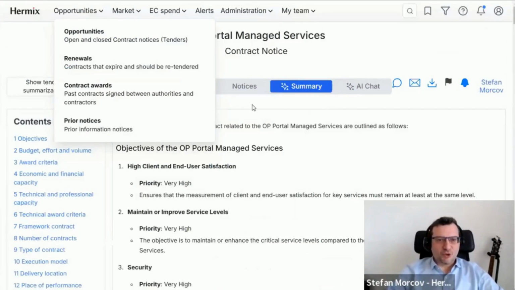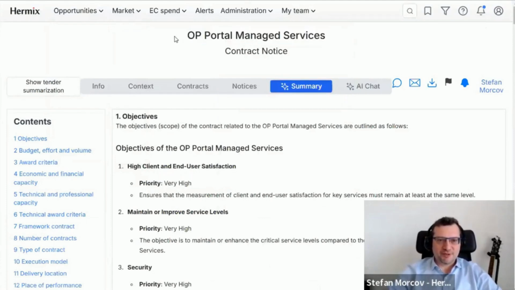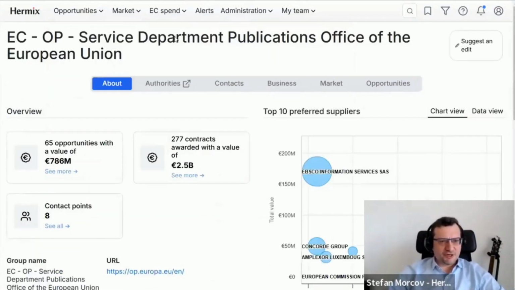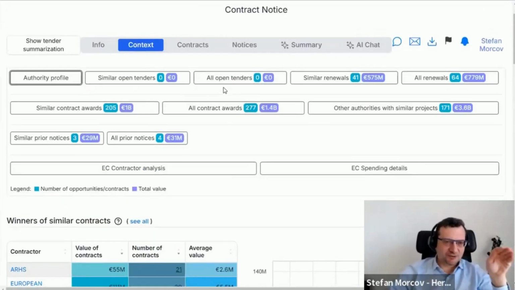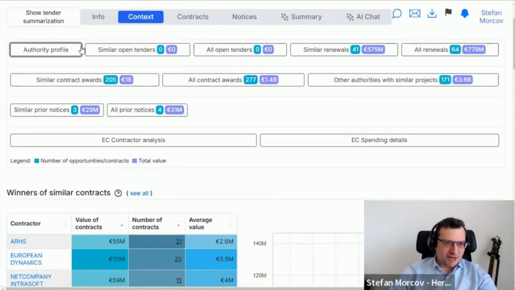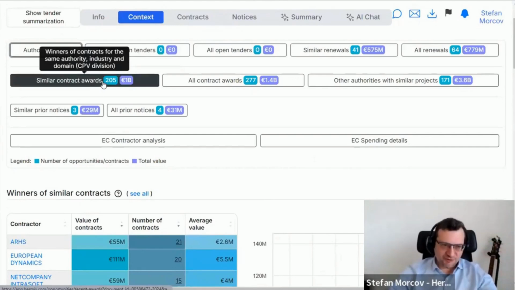And going back, what we do, going back to our tender, right? So we were looking at portal managed services. Besides the technical context, which I didn't finish actually, I was looking at this map, right? Commercial context, I was looking at this map. I have here links to the authority profiles. I can look at the lists of contract awards, previous contract awards, prior notices, renewals.